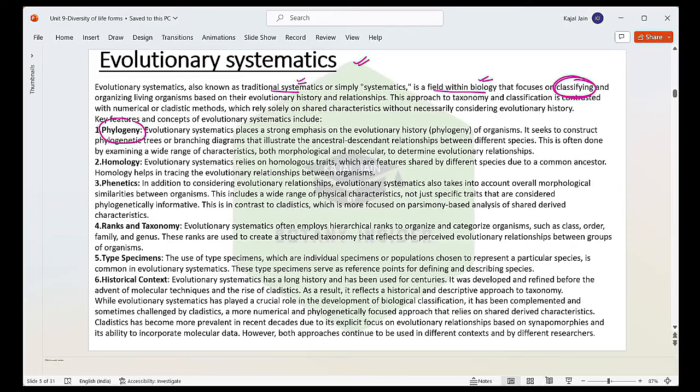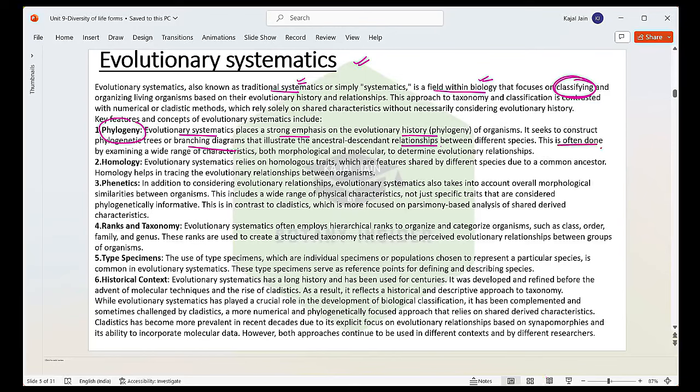Phylogeny. What is phylogeny? Evolutionary systematics places a strong emphasis on history. History means what their correlation was in previous times and how they evolved. Why are we focusing upon phylogeny? Phylogeny, phylo plus geny. Phylo means evolutionary, something ancestral, and geny is related to the study of the same. So in phylogeny, we are trying to construct a phylogenetic tree, or branching diagrams, that help us in understanding the relationships.